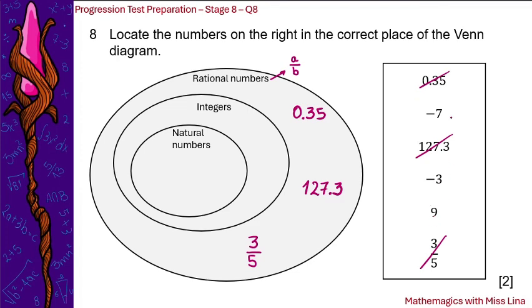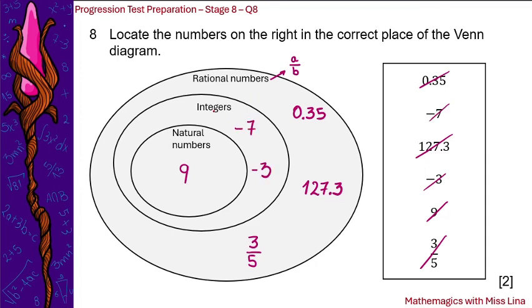Now we need to classify -7, -3, and 9. So they are all integers, but the natural numbers are included in the integers, just taking the positive ones. So the 9 is the only one that goes here in the natural numbers. And the other two are going to go in the integers.